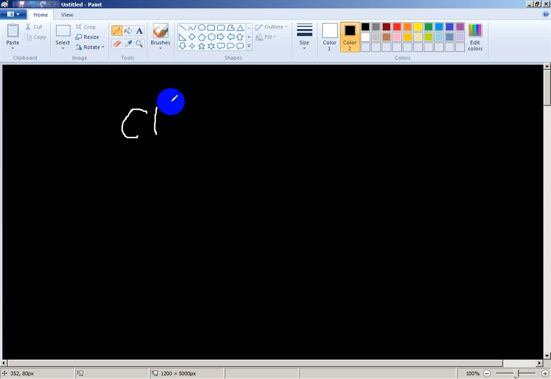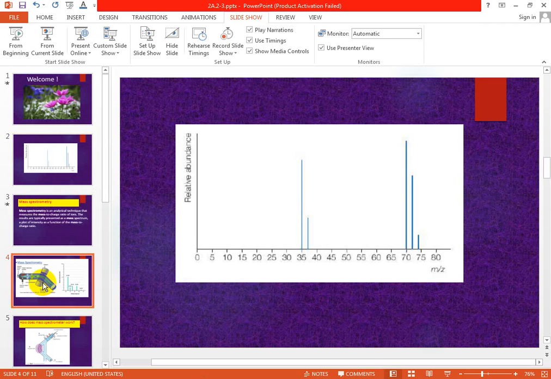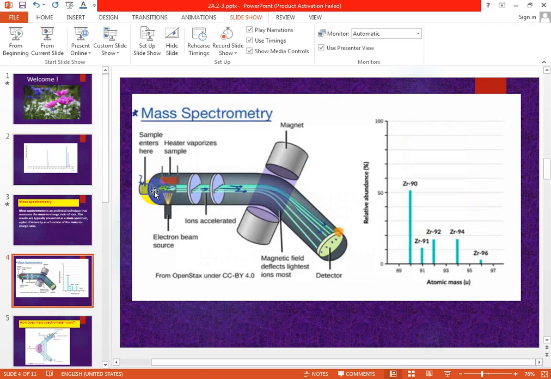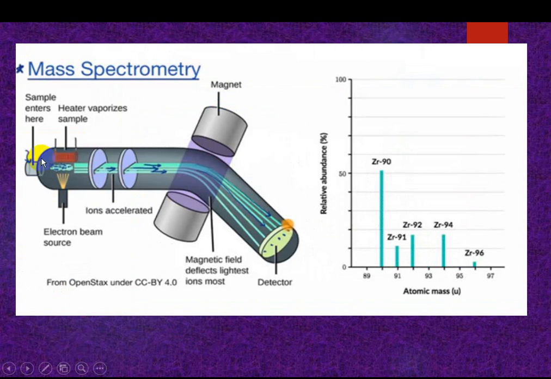This one is chlorine. We know this. What happens in the mass spectrometer? Here we enter the sample. The sample needs to be in the gaseous state, so we vaporize it into a gas.